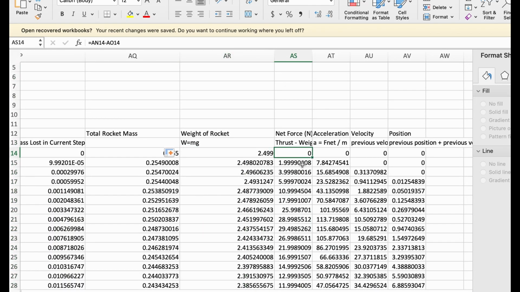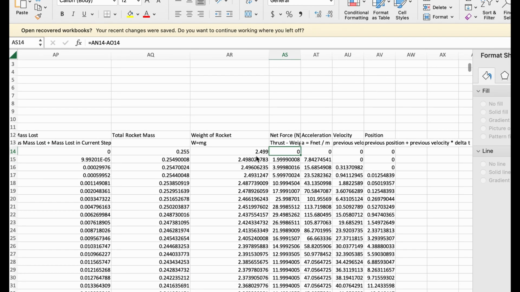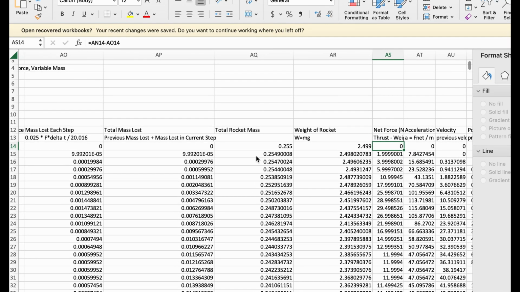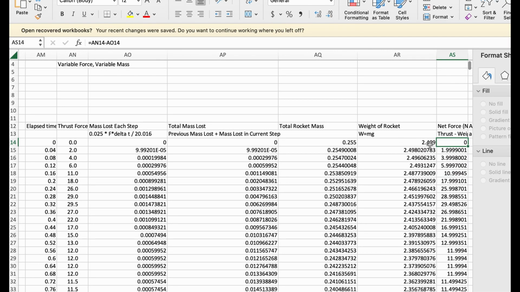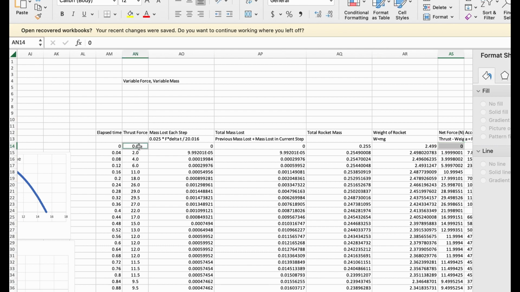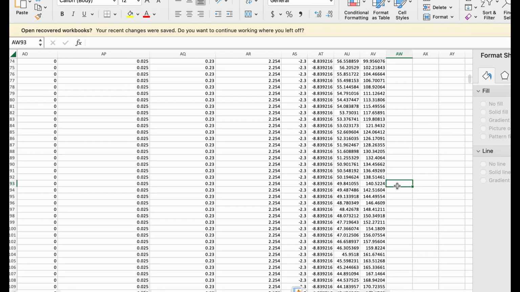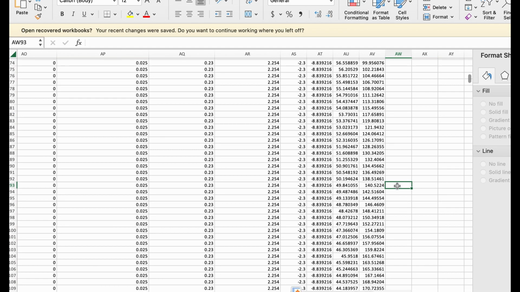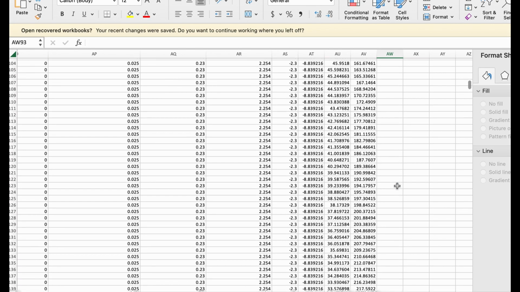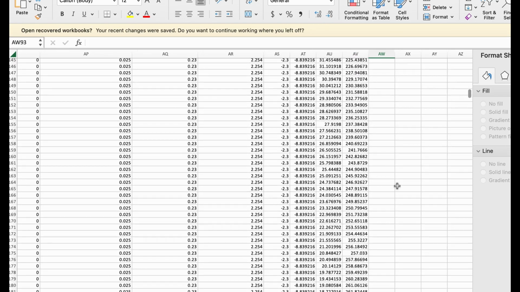Now we just have to alter this force so that it calculates it on the weight there. So the net force is going to be the thrust, AN14, minus the weight, which is AR14. Copy that down. This looks pretty good. We're just looking for that highest peak.